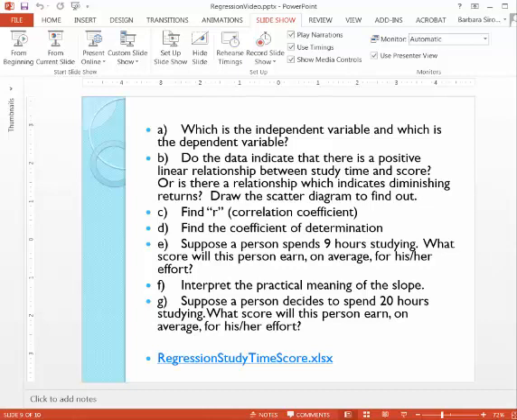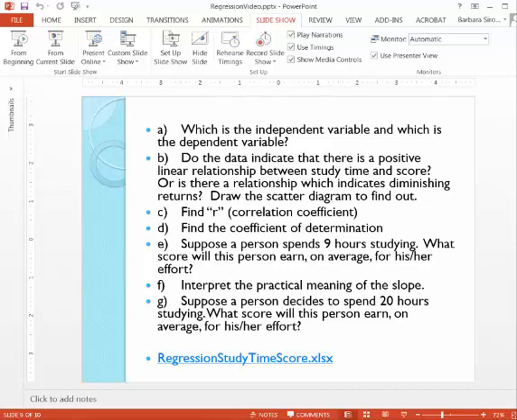Well, think about it. What do you want to predict? Do we want to predict the study time of a person or what they're going to get on the test? Yes, it's the second. So y is going to be our dependent variable. That's going to be test score. The x is going to be the independent variable, which is study time.